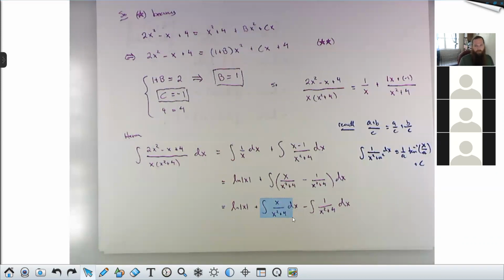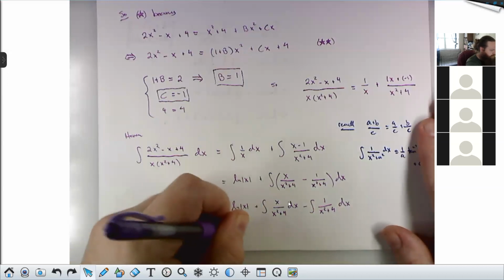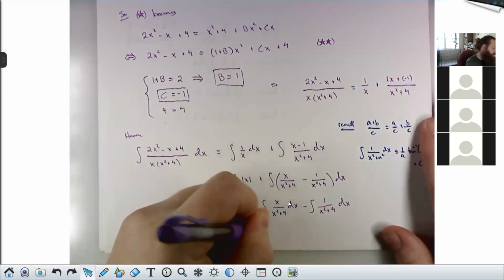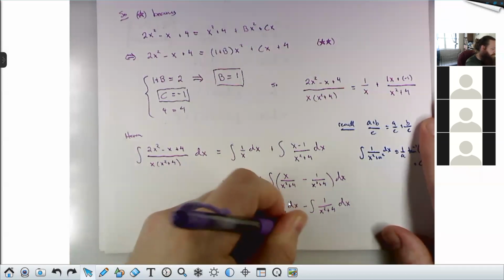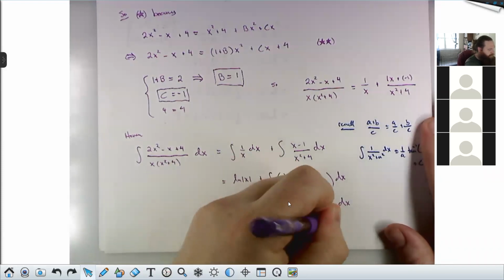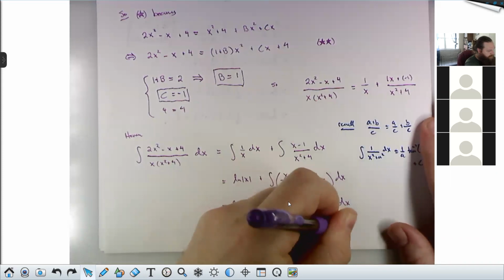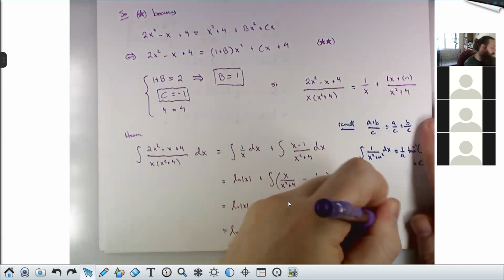This guy does require the little u sub. The u sub would be for the bottom. You would let z equal x squared plus 4. dz is 2x dx, just like last time. You get a 1/2 out. So the result here, you can check the details for yourself. It's going to be plus 1/2 natural log of x squared plus 4, and then minus 1/2 inverse tangent of x over 2, plus c.